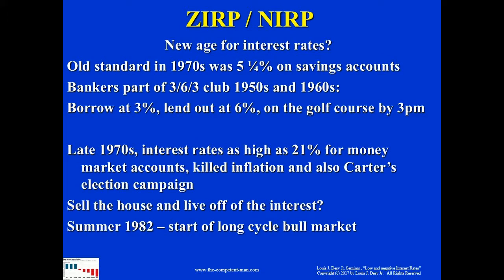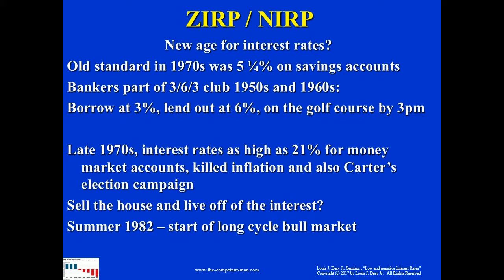Are we in a new age for interest rates? The old standard from the 1970s and earlier was the passbook savings account at 5.25%. Around the same time, people used to talk about the 363 Bankers Club, borrow at 3%, lend out at 6%, on the golf course by 3 p.m. In the late 1970s, interest rates were as high as 21% for money market accounts. While this was great for money market funds, and did finally kill inflation, it was a disaster for the economy and President Carter's re-election campaign.